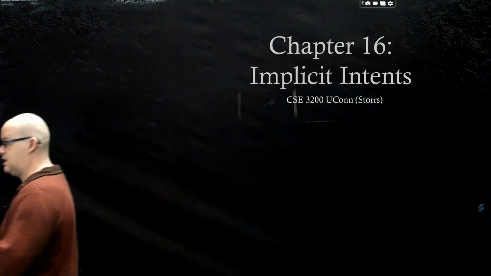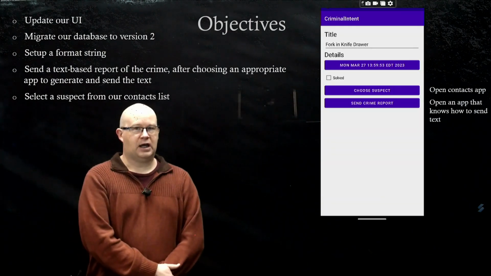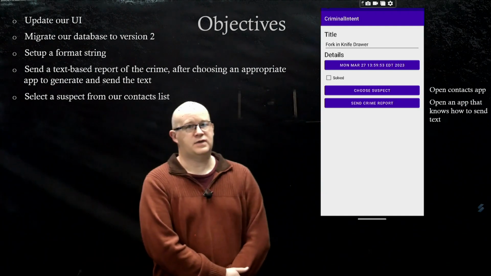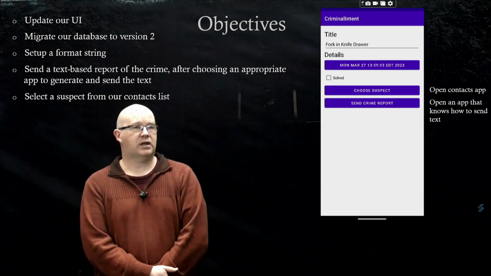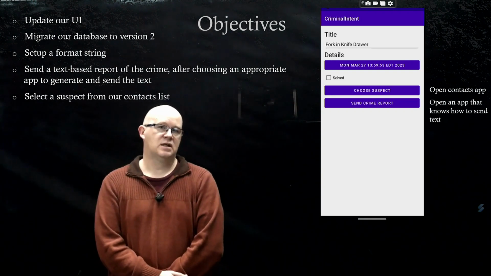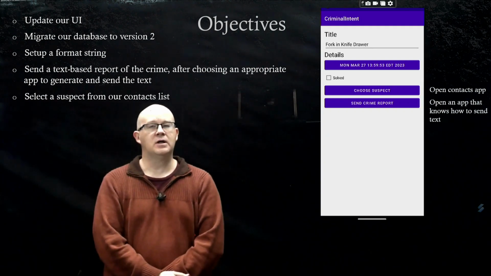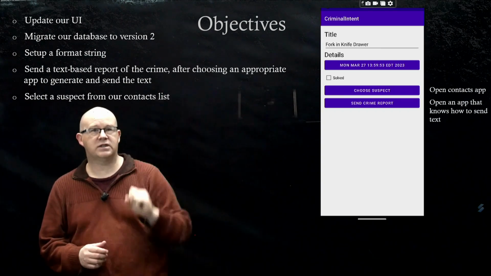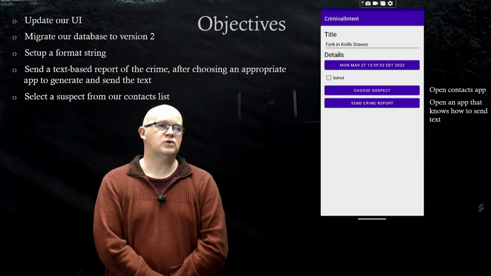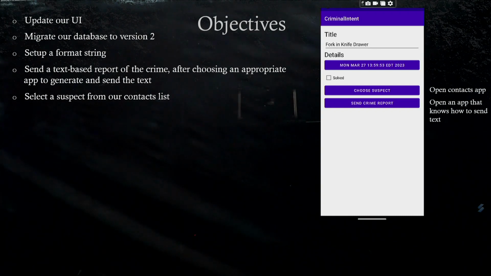We're in Chapter 16, Implicit Intents. We're going to spend the chapter building the functionality of these two new buttons that we're going to put in this video. We're going to have the ability to choose a suspect from a list of contacts. That actually happens last in the chapter. And next to last, once we get the prerequisites set up, we are going to have a button that sends a crime report. But in this video, we are going to update our UI.